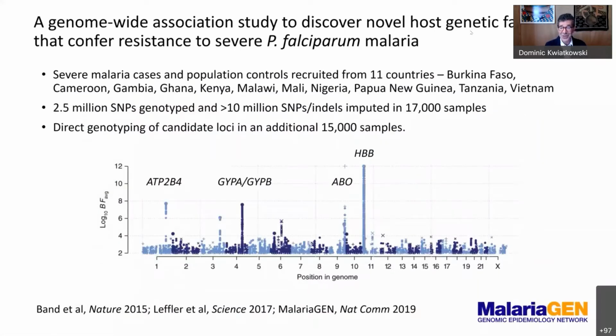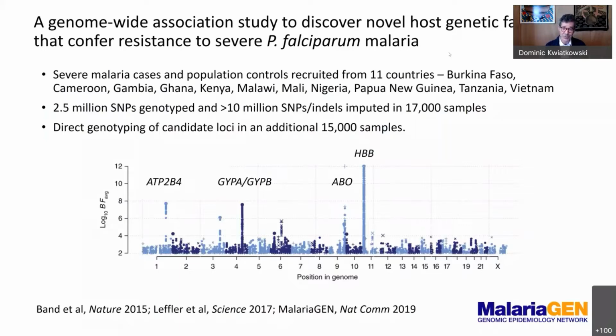About 20 years ago, we embarked on a study to endeavour to discover novel host genetic factors that confer resistance to severe falciparum malaria. We worked with partners in 11 countries, 9 in Africa, but also Papua New Guinea and Vietnam, to collect a total of about 16,000 cases of severe malaria with about 22,000 population controls. And in those samples, we genotyped millions of SNPs and ended up examining over 10 million variants in the genome and asking, were they associated with susceptibility to severe malaria? And we've published a number of papers about that. Some are listed at the bottom, but in brief, in 2019 in Nature Communications, we provided a sort of summary of what we've found, and it's summarized in this graph.